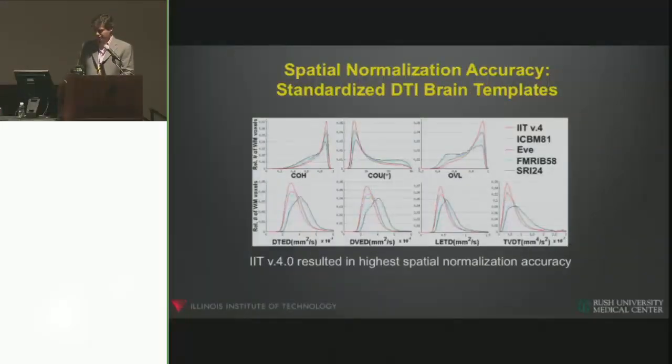So here we're comparing different standardized DTI brain templates in terms of normalization accuracy. In this particular case, we use the EPI data, and what we see is that IIT version 4 gave the highest normalization accuracy, followed by ICBM 81, which was followed by the EVE template, which was followed by fMRI B58, and the last one was SRI 24. Again, this is a comparison among these 5 standardized brain templates.